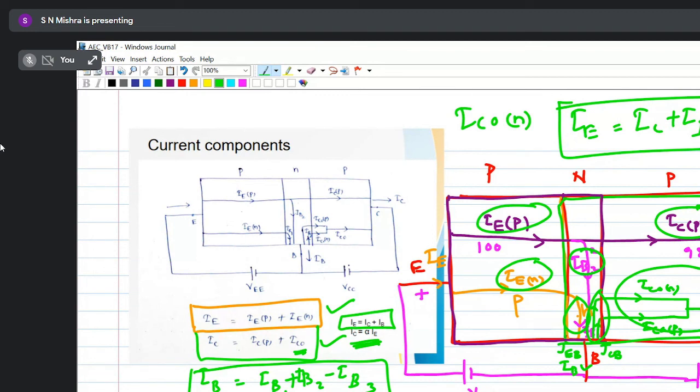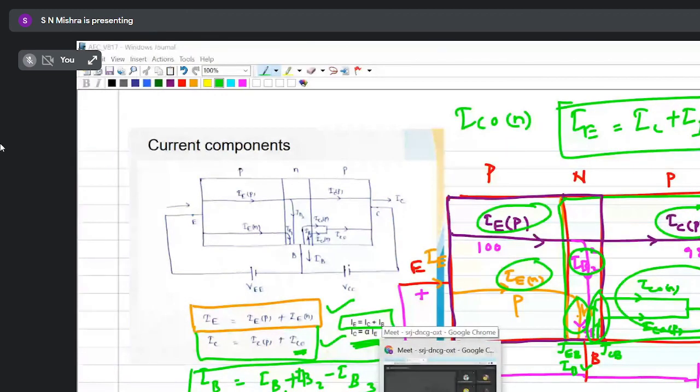Okay, so you go for this because this is very critical. You need to identify what are the components in the transistor, and this will come as a long question: explain the current components in transistor for NPN or PNP transistor. Same way you can go for NPN transistor also.